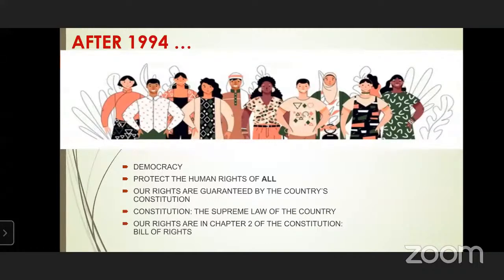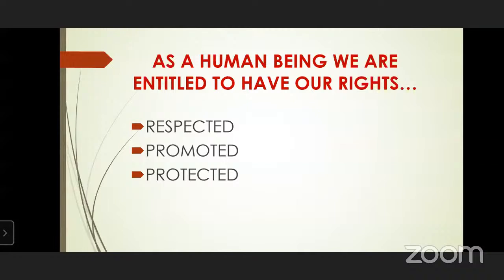Our rights are guaranteed by the country's constitution, which is the supreme law of the country. And our rights are in Chapter 2 of the Constitution, the Bill of Rights. As a human being, we are entitled to have our rights respected, promoted, and protected.